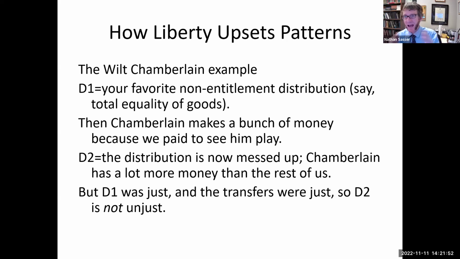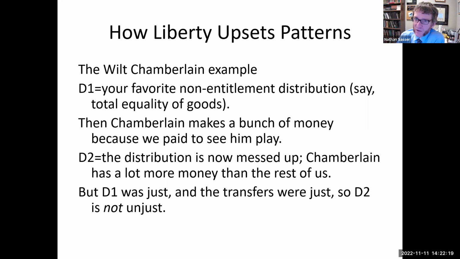All the transfers that happened during the season were just. Nobody was held up at gunpoint and made to hand over their goods. It was all consensual exchanges of money and tickets. So the second distribution of goods at the end of the season, the way things were at the end, can't be unjust. You can't go from justice through just processes and get to injustice at the end. That doesn't make any sense.